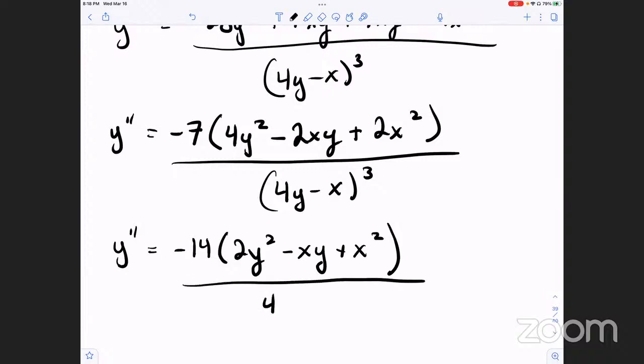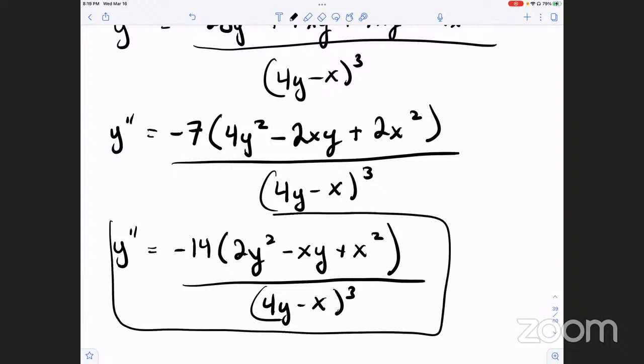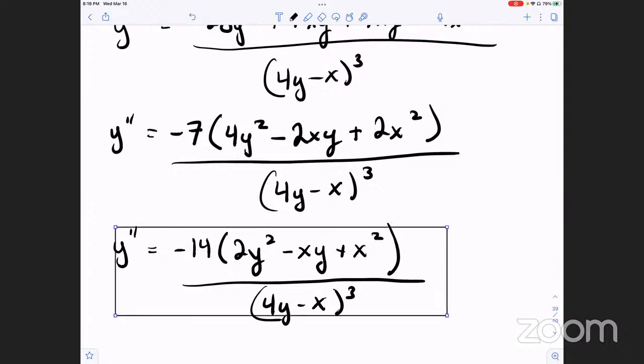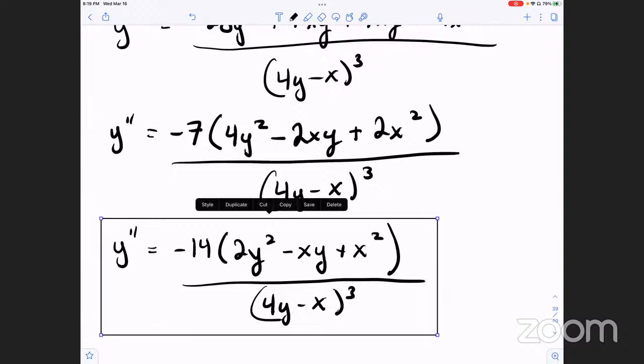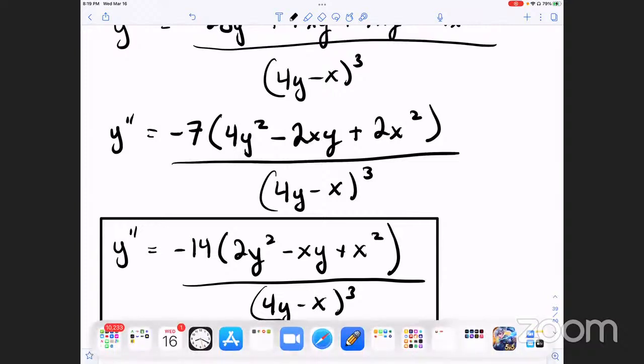Over 4y minus x quantity cubed. Man, that's as far down as we could get it. We're going to cross our fingers because we still need to submit this on Pearson. All right, so hopefully we got it. Yeah, anyway, okay. That's about the best that we could do. Let me see. Because if that 2 were like a 4, then we would be there. But okay, so let's hop over to Pearson and submit this and see if it works.